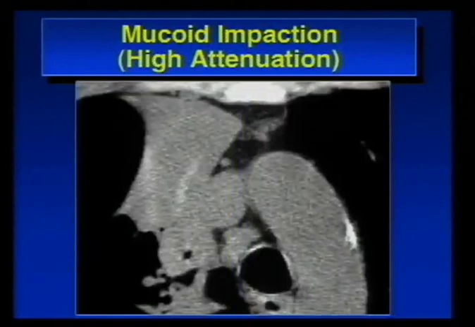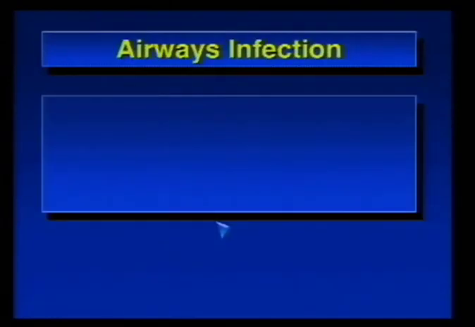Okay, and what's really interesting about ABPA is that these patients can have high density mucoid impaction. So it almost looks like calcium, but it's just high density mucoid impaction in a patient with ABPA, and that's what we're seeing here, high density mucoid impaction. This is atelectasis, but the airway is plugged, and here also plugged airway.